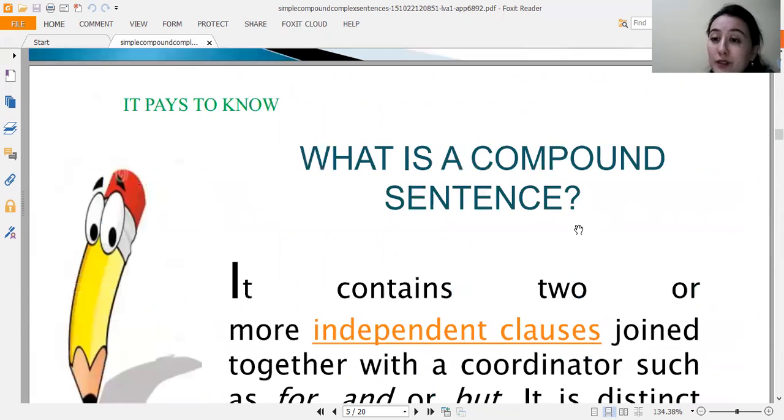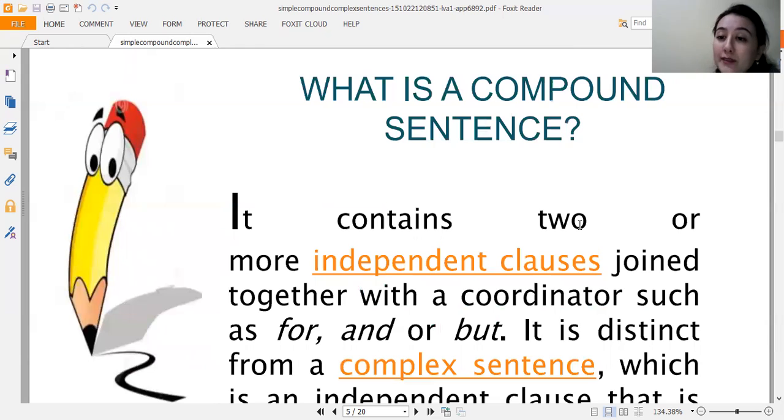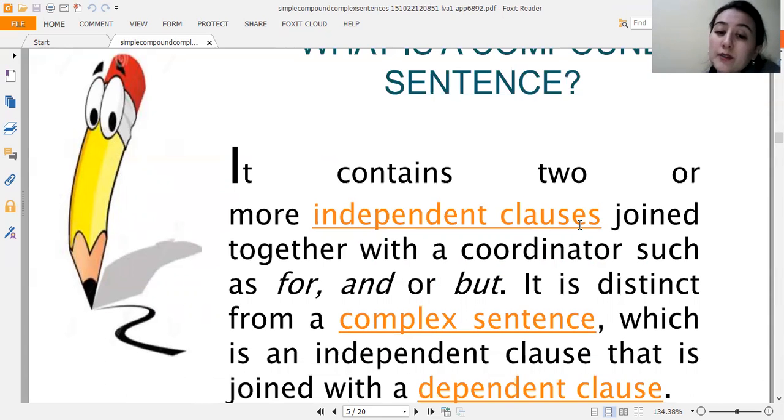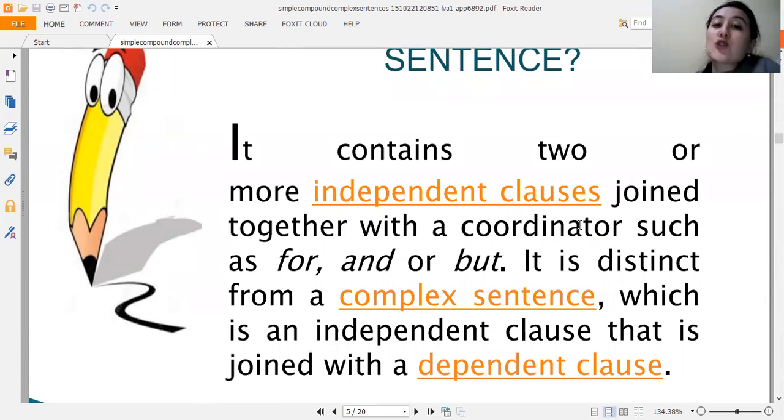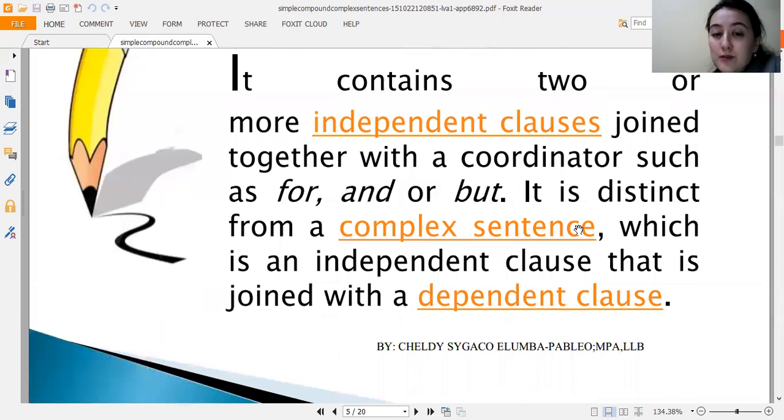So, what is a compound sentence? It contains two or more independent clauses. Pay attention to the word independent, joined together with a coordinator such as for, and, or but. And this is distinct from complex sentences, which have an independent clause joined with a dependent clause. So if there are two or more independent clauses in a sentence, clauses being parts of a sentence, this is called a compound sentence.